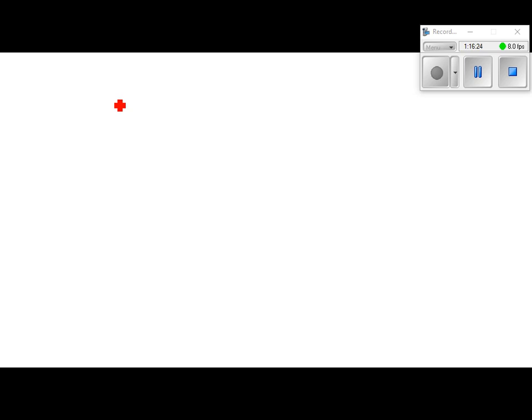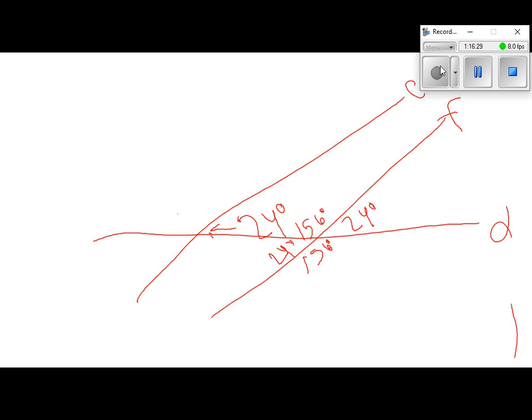Do me a favor and hit pause on the recording. So, angle 23 is how much? 156. Angle 24 is 24. Angle 25 is 156. Angle 26 is 24. Is that all of them? Did we find everyone? Here it is.